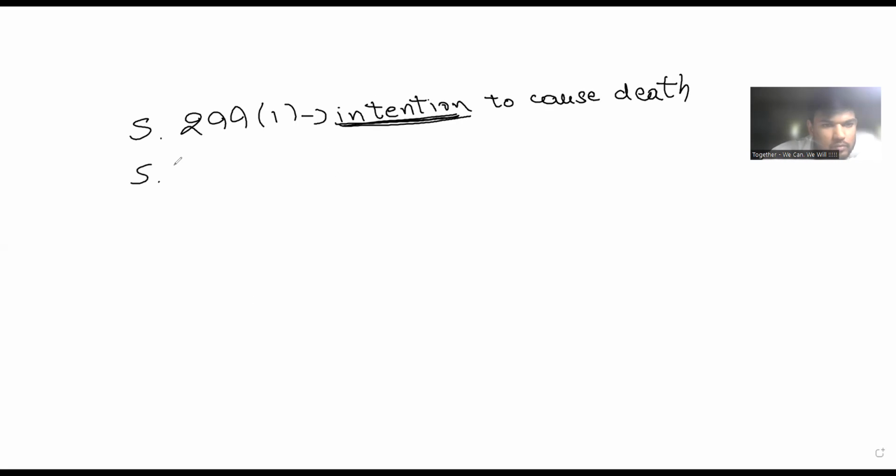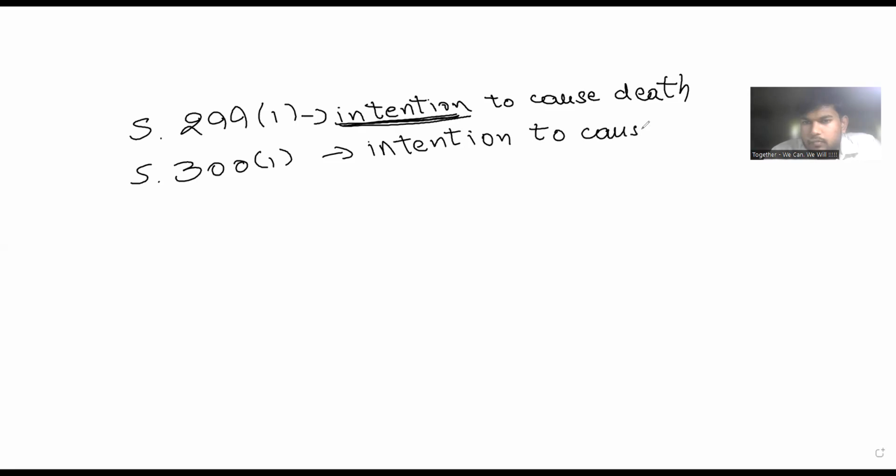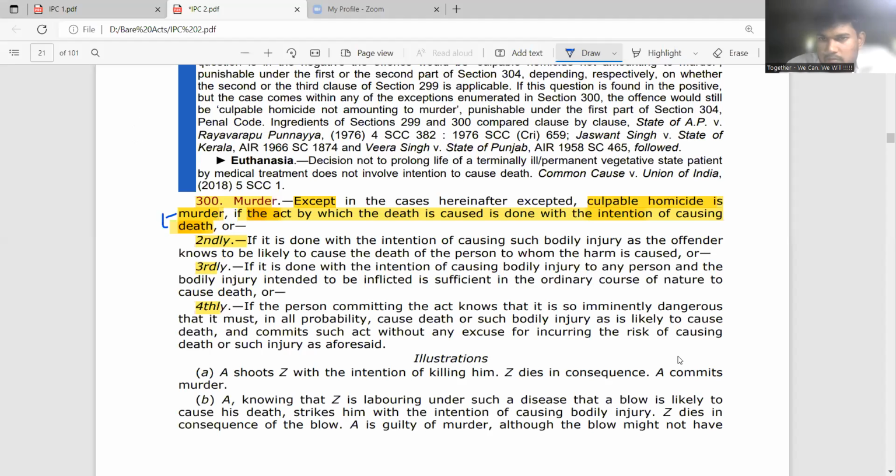Now we'll compare it to section 301. Here also they have mentioned intention. Culpable homicide is murder if the act by which death is caused is done with the intention of causing death. Intention to cause death. Right?